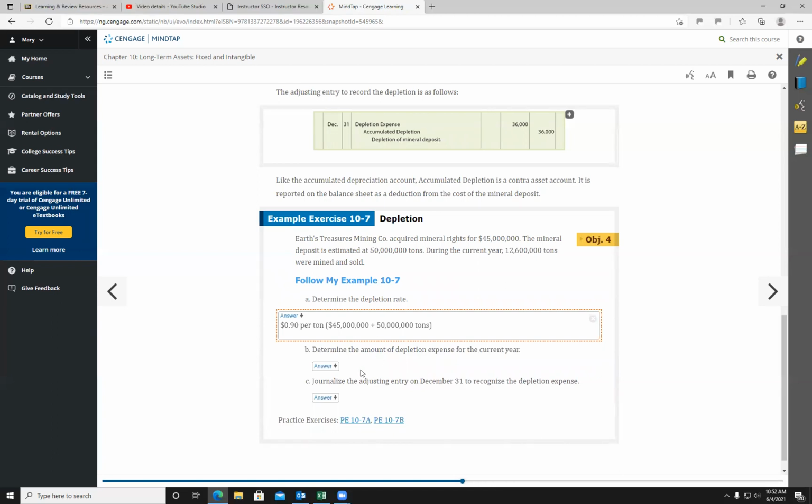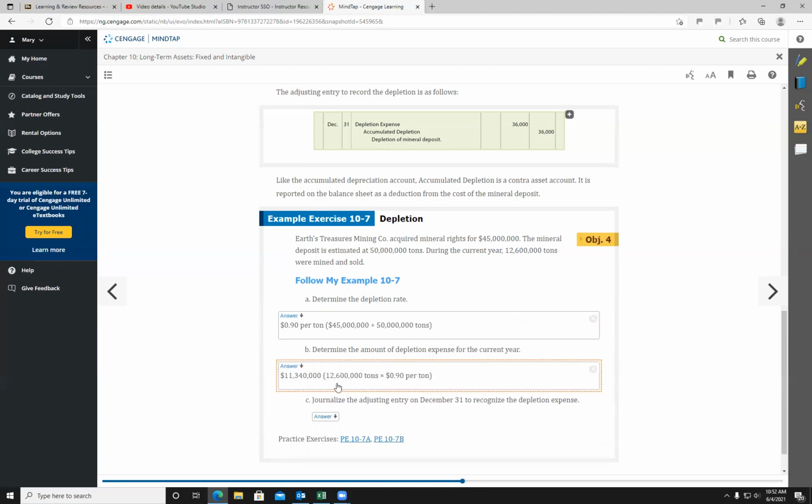Now, they want you to determine the depletion expense for the current year. In the current year, they removed 12,600,000 tons. So you take that depletion rate and multiply it by the total amount that was mined and sold during the year. So 12,600,000 times 90 cents is a depletion expense of $11,340,000.